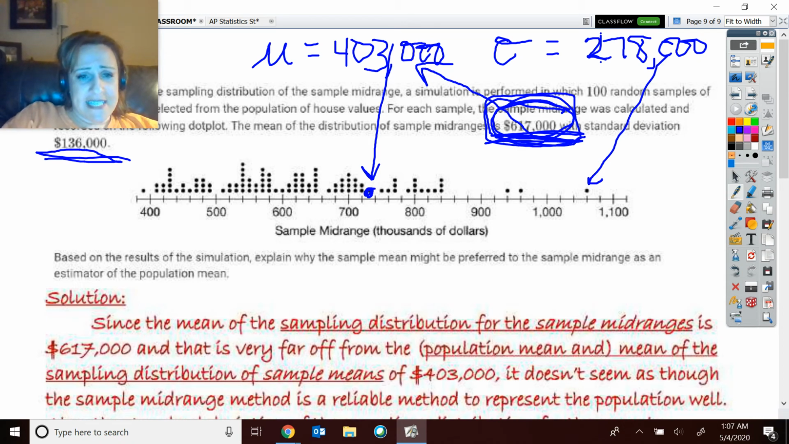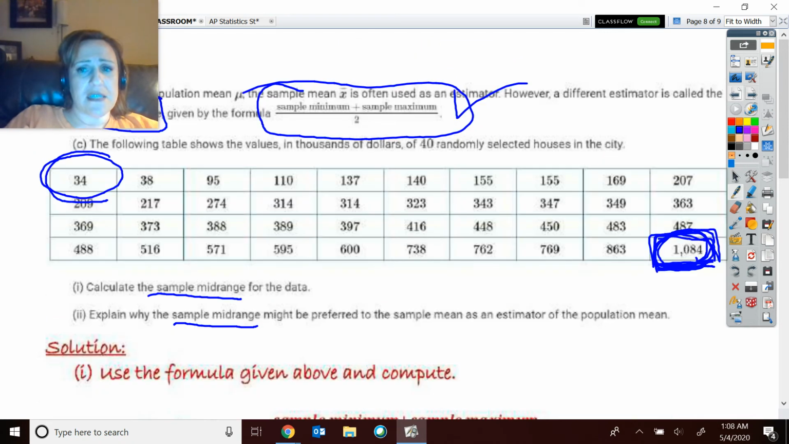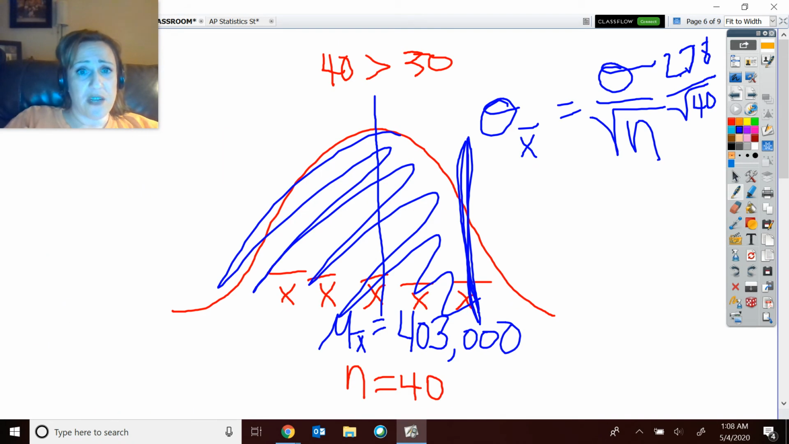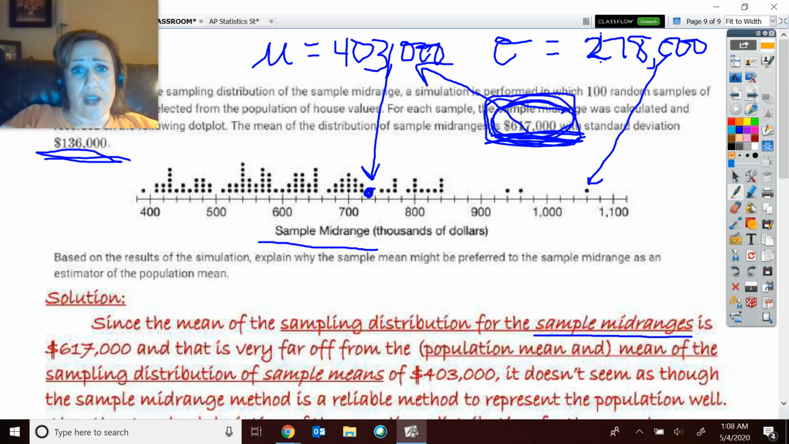All right. So that's what I started off with. Since the mean of this sampling distribution, this is called the sampling distribution of these sample mid-ranges, is 617,000, that is very far off from that population mean and the mean of the sampling distribution of the sample means, okay? Because we know, look at this right here, all of the X bars, if you take a whole bunch of X bars, they should center at 403,000, okay? So that sample mid-range is way off.